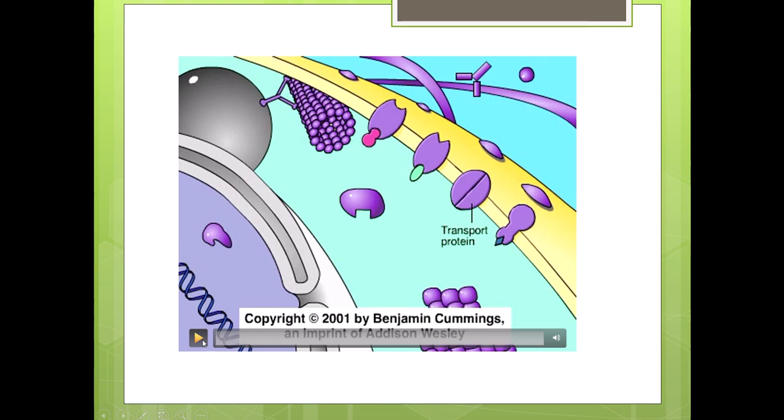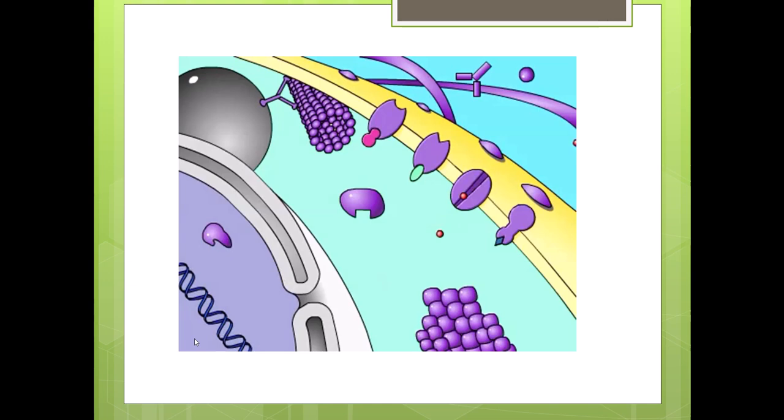So let's look at a couple different roles that our plasma membranes and our plasma proteins play. Transport proteins carry molecules from place to place. The example shown here allows certain solute molecules to enter the cell. Hemoglobin is the transport protein that carries oxygen in the blood. So there you saw a transport protein in the plasma membrane.